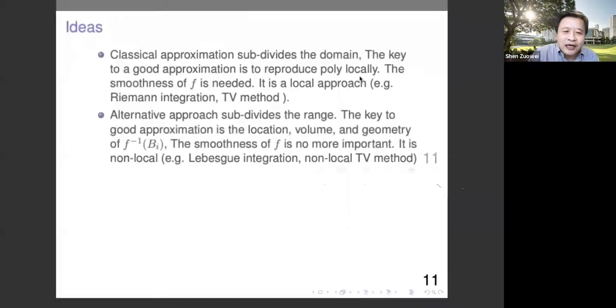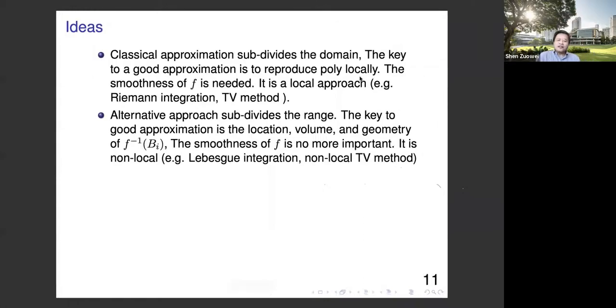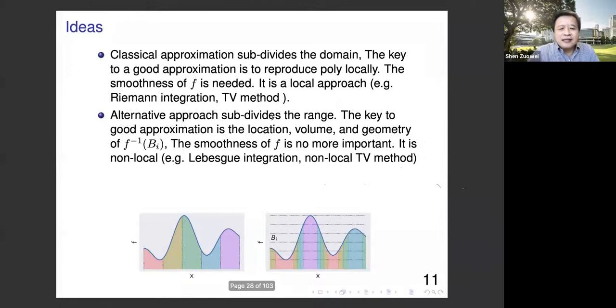But what we are doing here is different. In classical approximation, you normally subdivide the domain and make the domain small, so your step size is small and your approximation order is there. But instead of cutting the domain, you cut the range.